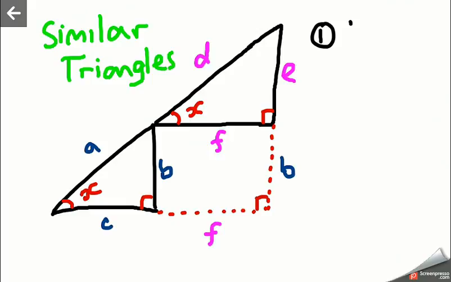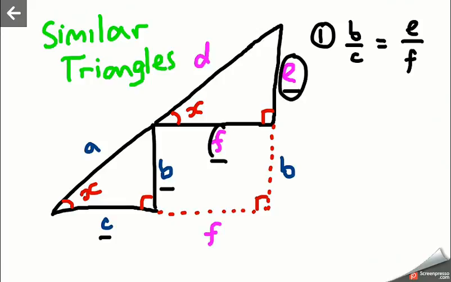Okay, so what we're going to show is, number one, that B divided by C is equal to E divided by F. So whenever you've got similar triangles like this with side lengths E, F, and B, C, it must be the case that when you divide this one by this one on the first triangle, it's the same as dividing this one by this one on the second triangle. So we're going to show that.